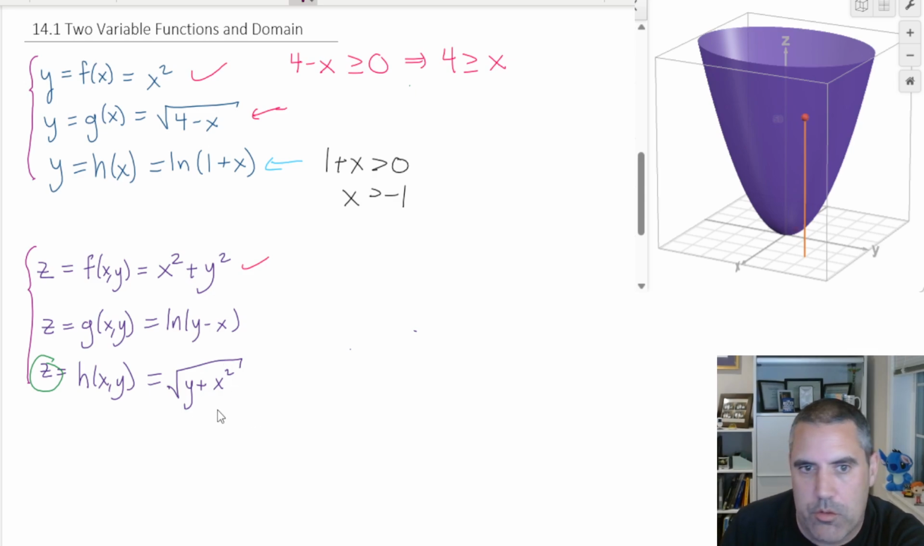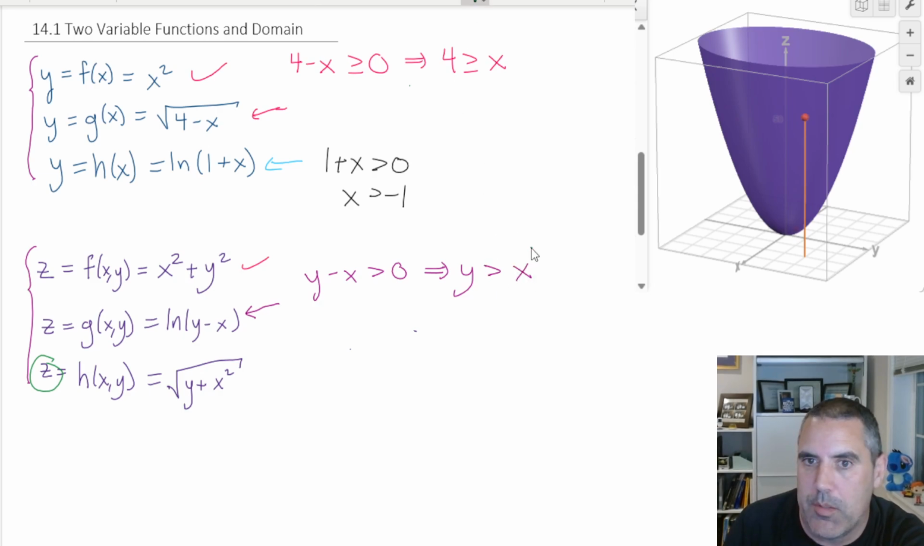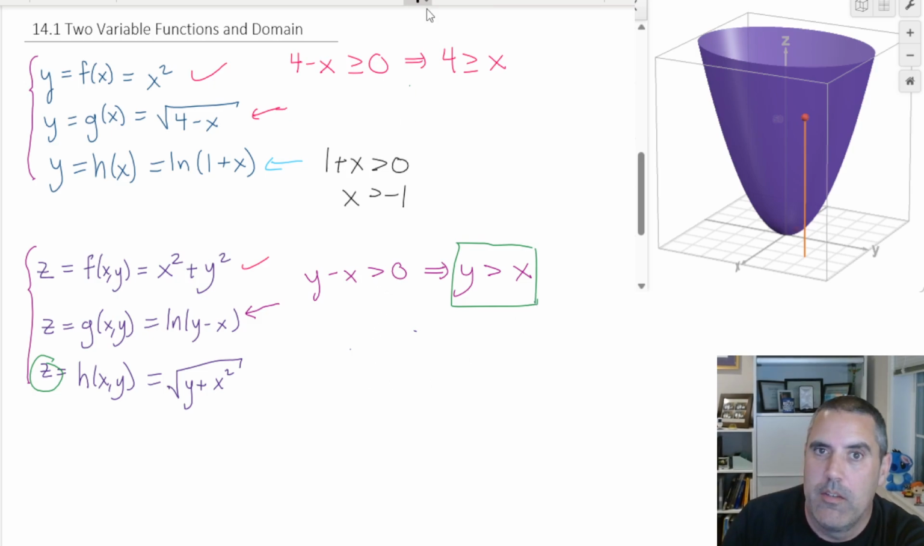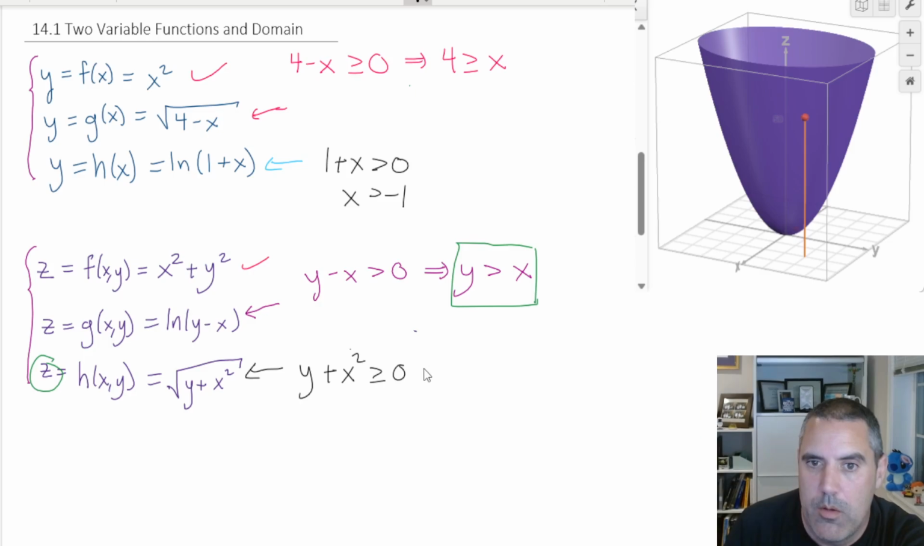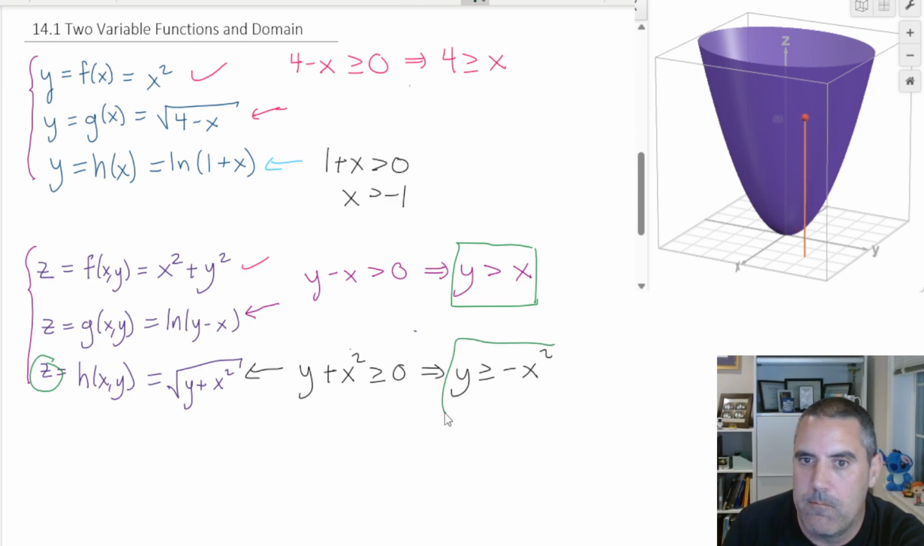So here I have two functions. If someone says, tell me the domain of this, I would say, same thing. y minus x has to be greater than 0, which is the same as saying y has to be greater than x. And that's where things become more interesting, because that's not just an interval, it's a region. Similarly, for this one, if somebody asked me for the domain, I would say y plus x squared has to be greater or equal to 0, which is the same as saying y has to be greater or equal to -x squared.